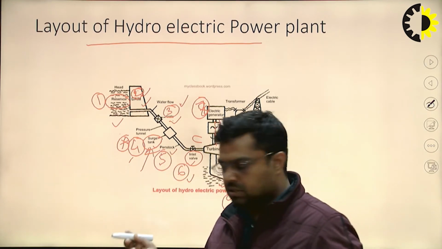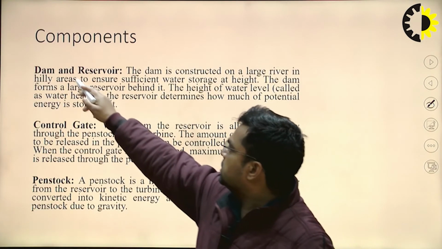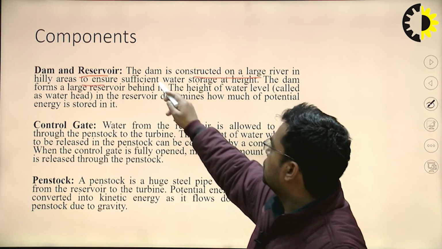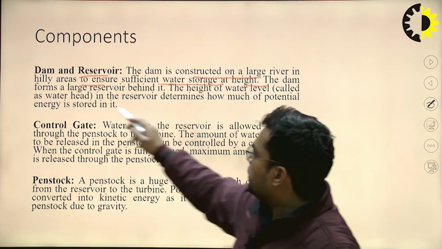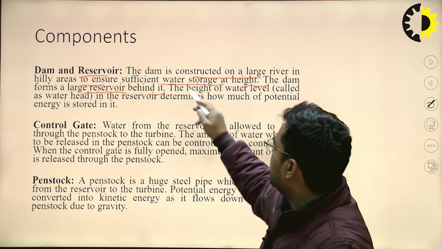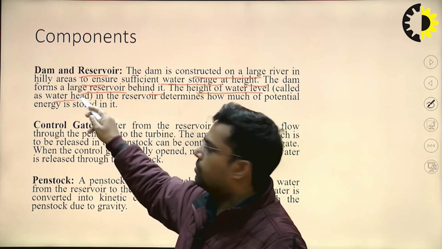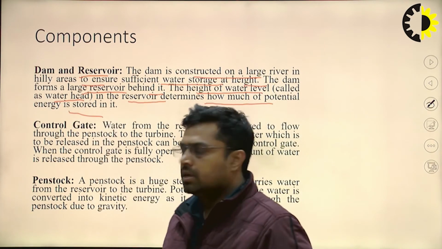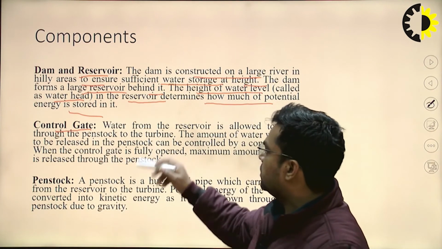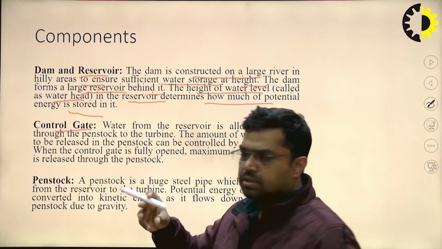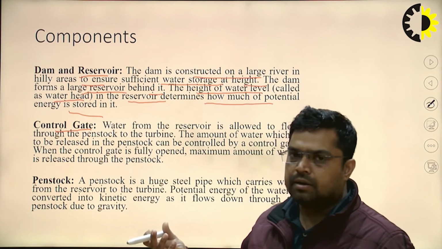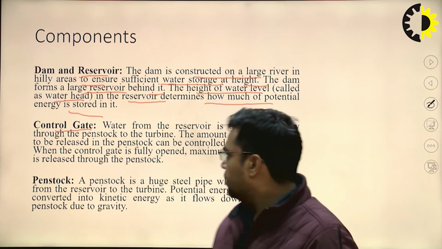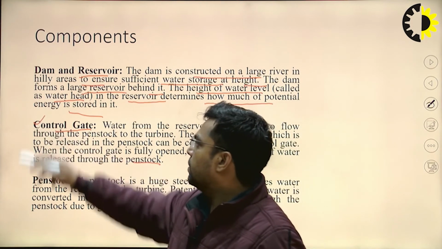Further, I will discuss these components one by one. Like this is the dam and reservoir. This dam is constructed in a large river or hilly areas to ensure sufficient water is stored at some height. The dam forms a large reservoir behind it. The height of the water level, which is called the water head, in the reservoir determines how much potential energy is stored in it. Now the control gate, its function is like a tap: we open it when we require water to flow into the penstock, or close it when we do not want water to flow into the penstock. That will be controlled with the help of the control gate.